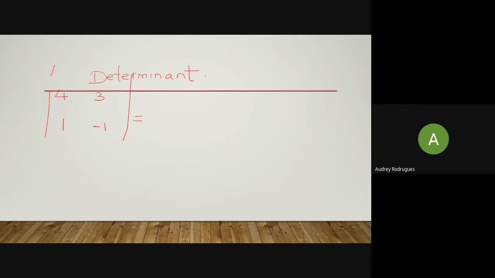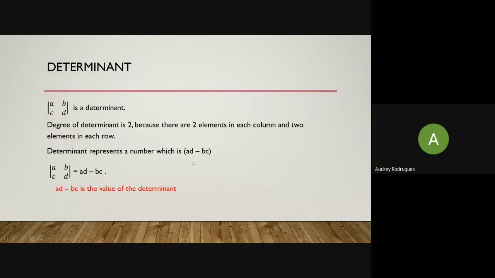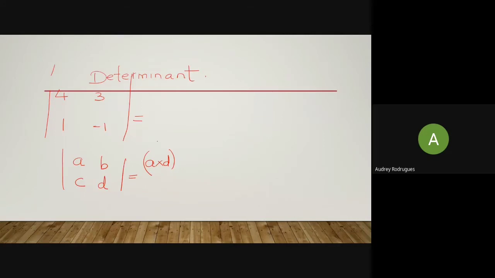In the example I showed you, if there is A, B, C and D, who will tell me what we have to do? A into D, and the next one will be B into C. Minus B into C. Okay. So here this is our A into D, minus 3 into 1. So what will be 4 into minus 1? Minus 4.